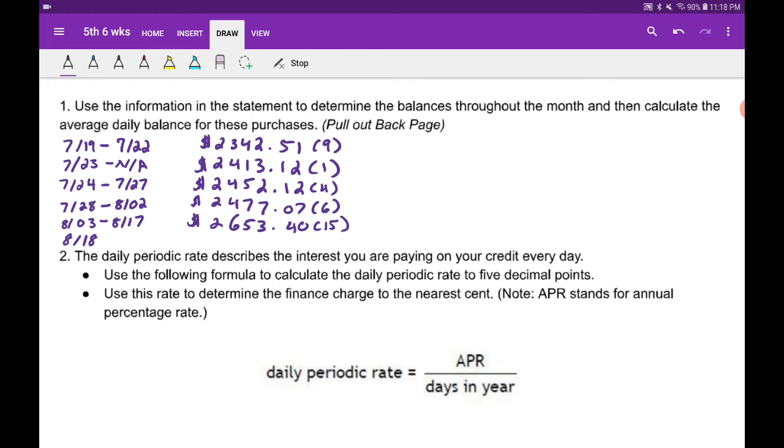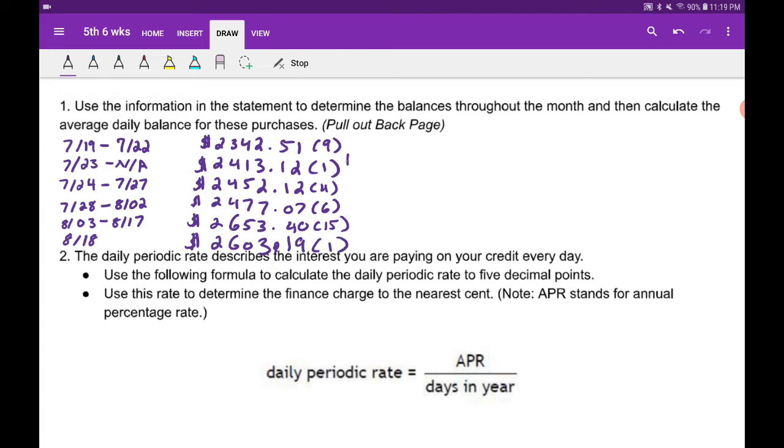All right, and then on the 18th, we returned some stuff to the hardware, so we got a credit of $50.21. So now we're going to subtract that from the $2,653.40 because we returned it and it went back onto the card. 2603.19. All right, and that was that balance for just 1 day.